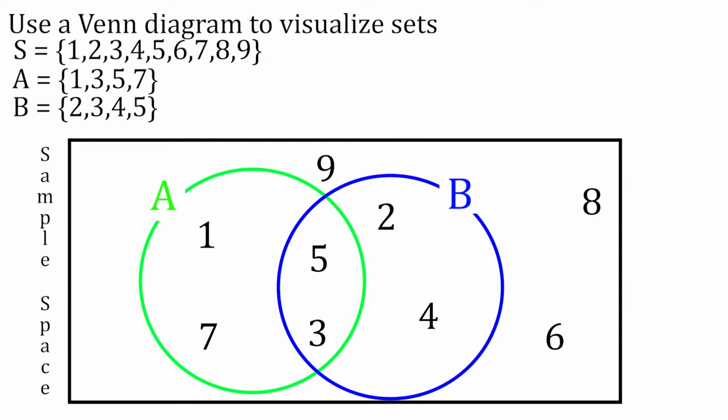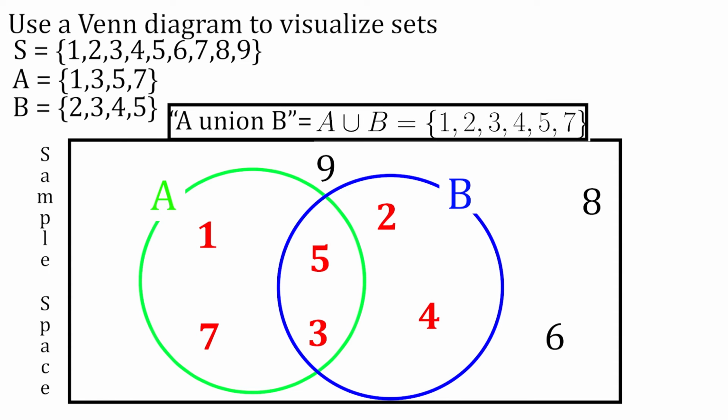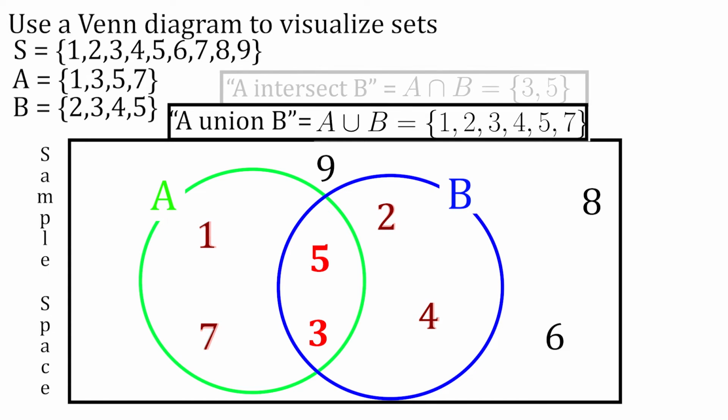Just like you can add numbers together, you can add sets together. It isn't exactly addition, it's called the union. A union B is the elements that are in A, or they're in B, or they're in both. It's an inclusive or. The symbol for union is just a big cup. In this example, A union B is {1, 2, 3, 4, 5, 7}, and these are red and bold in the Venn diagram.